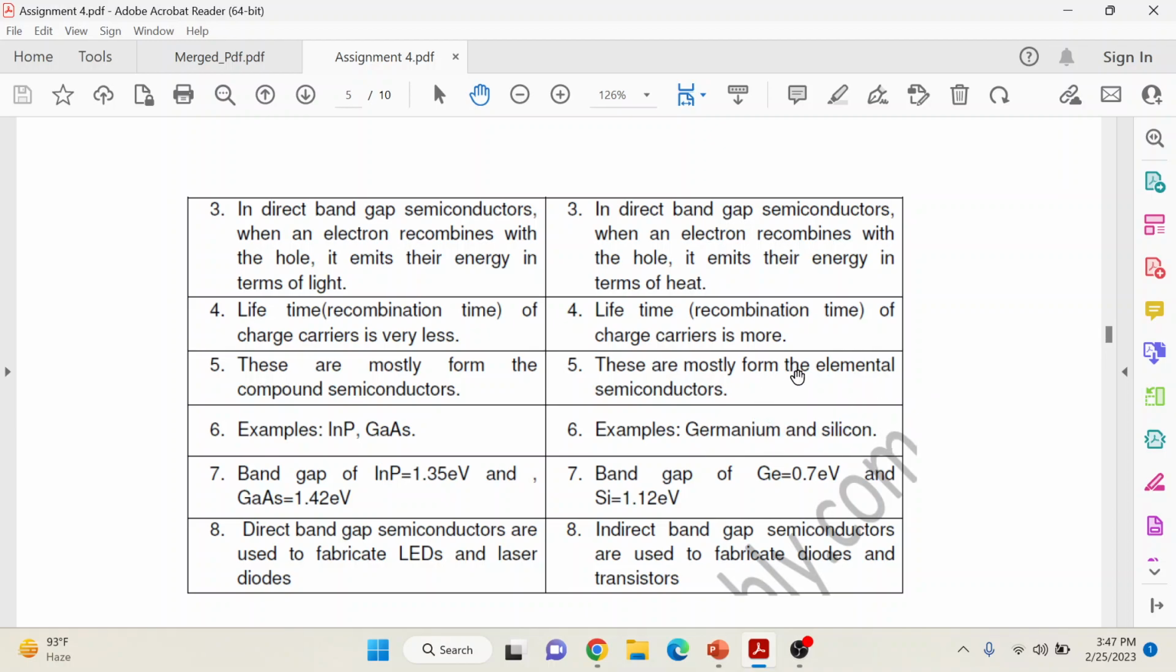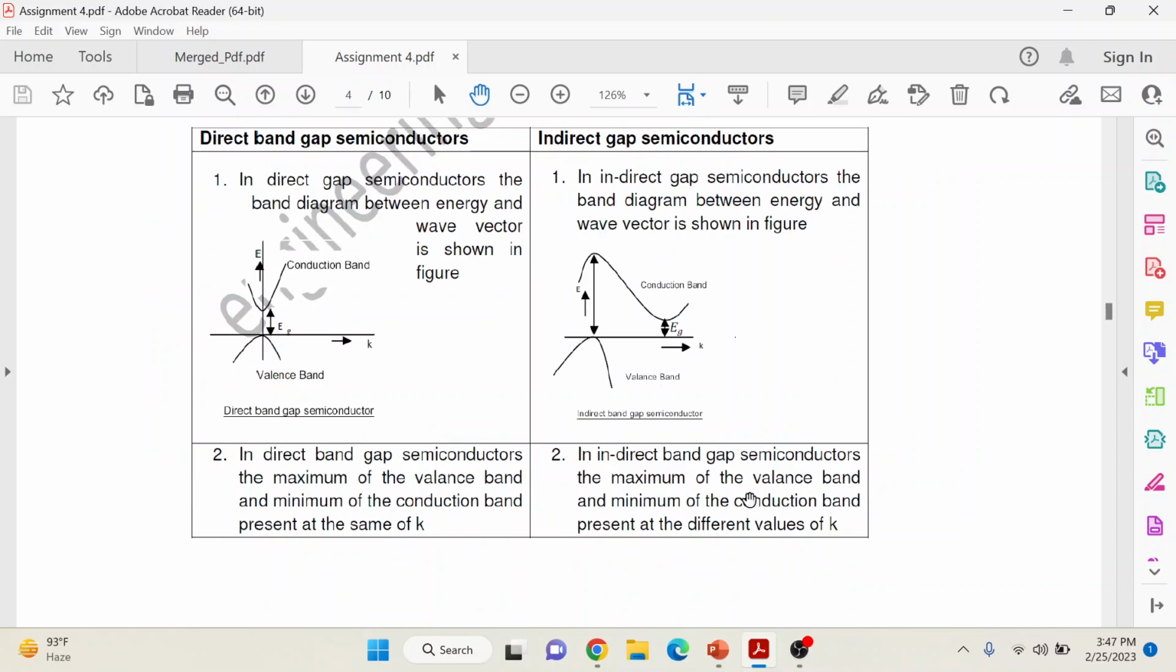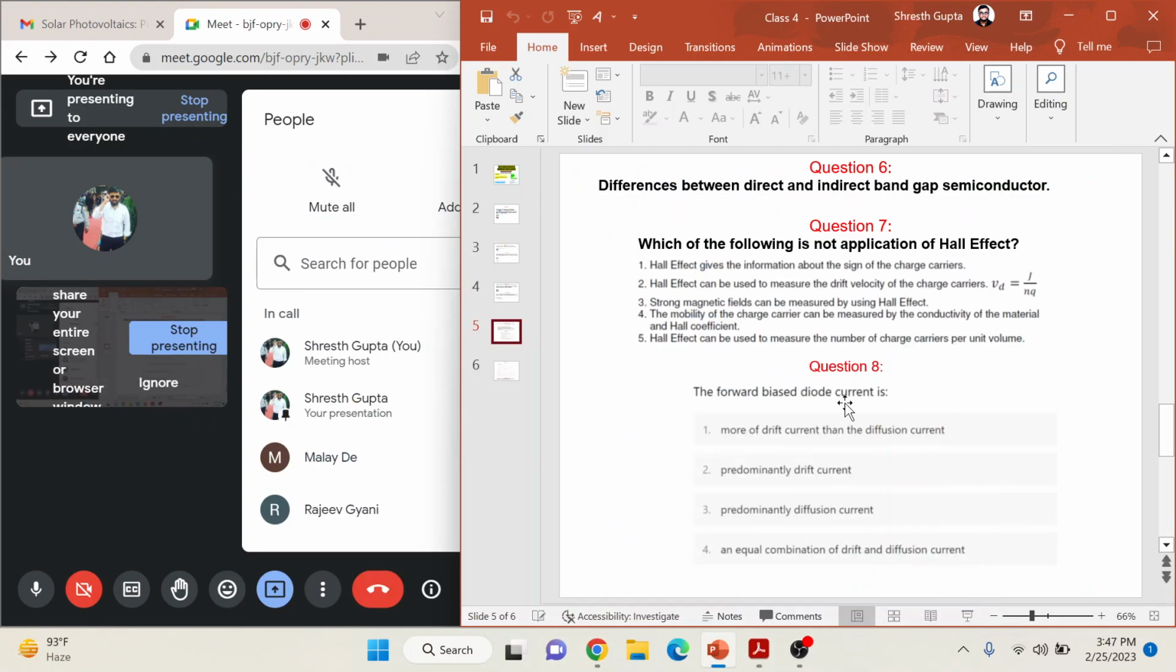So they are the elemental forms, and the band gaps are like this, you can see. The direct band gap semiconductors are used to fabricate LEDs and laser diodes, and the indirect band gap semiconductors are used to fabricate diodes and transistors. So I think these differences are fair enough to tell you. Okay, now let's move to the next question.